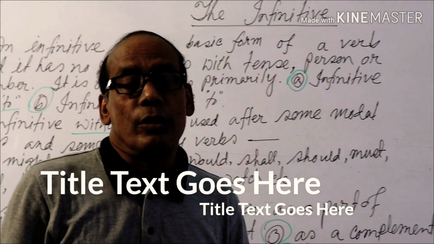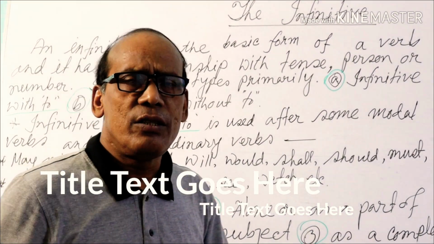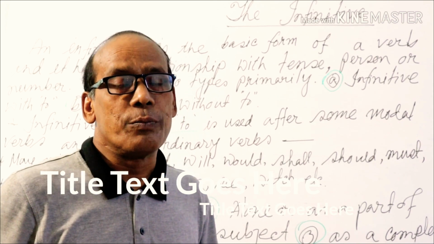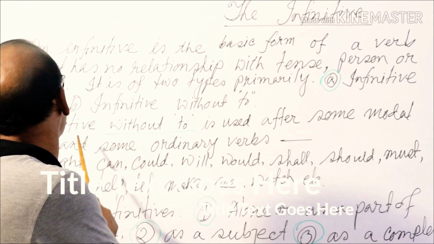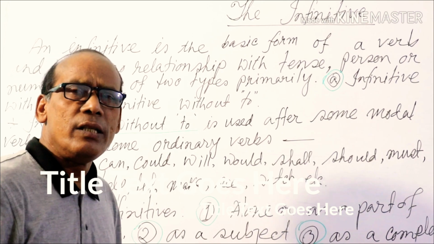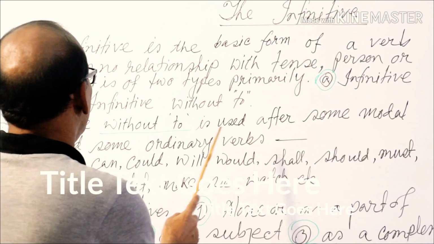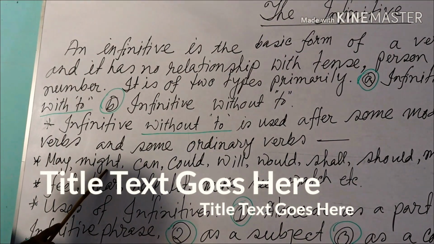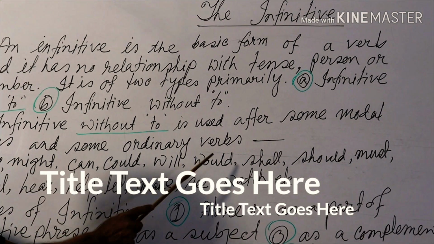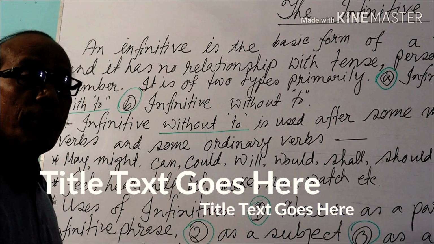Before that, I would like to tell you that infinitive with to is mostly used almost everywhere in the English language. It is very popular. On the contrary, bare infinitive or infinitive without to is used in a few places, such as after some modal verbs: may, might, can, could, will, would, shall, should, must. After them, we have to use bare infinitive.